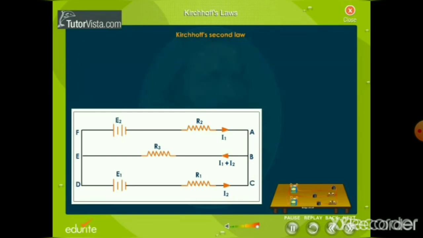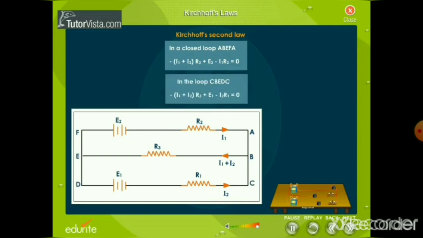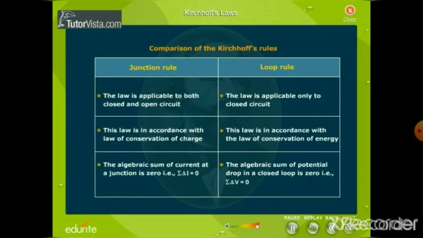Consider the circuit shown here. In a closed loop ABEFA, minus (I1 plus I2) into R3 plus E2 minus I1 R2 is equal to 0. In the loop CBEDC, minus (I1 plus I2) R3 plus E1 minus I2 R1 is equal to 0. Comparison of the Kirchhoff's rules.